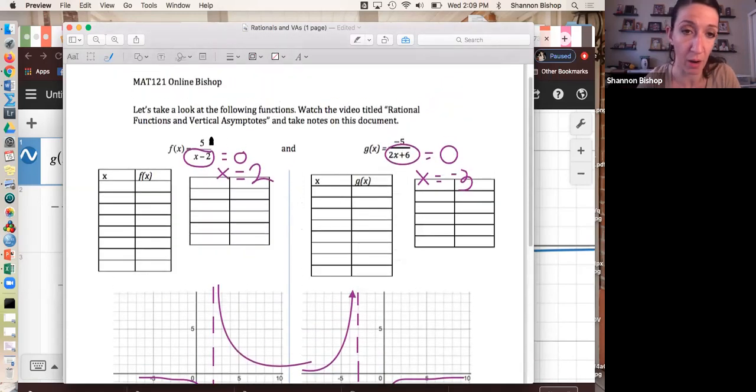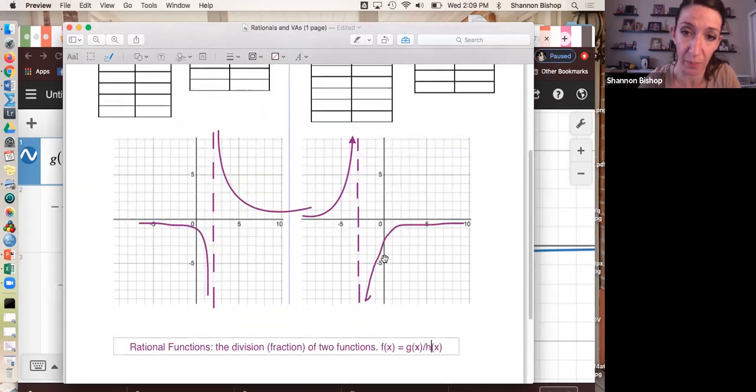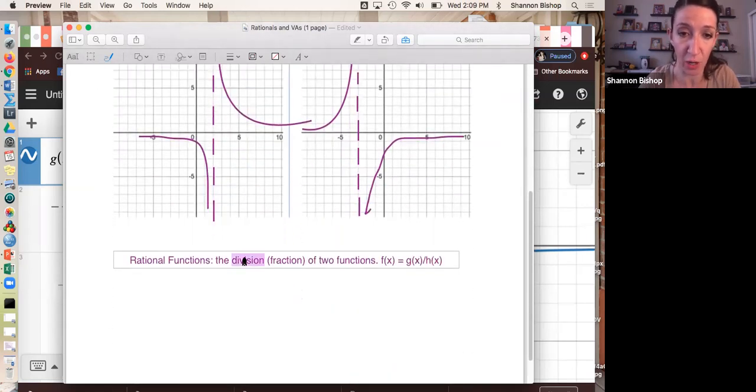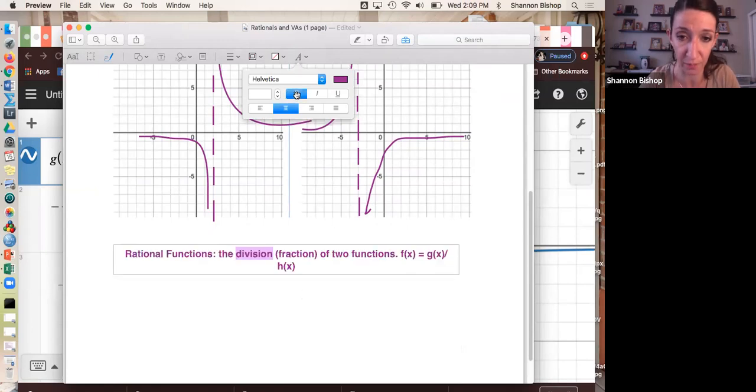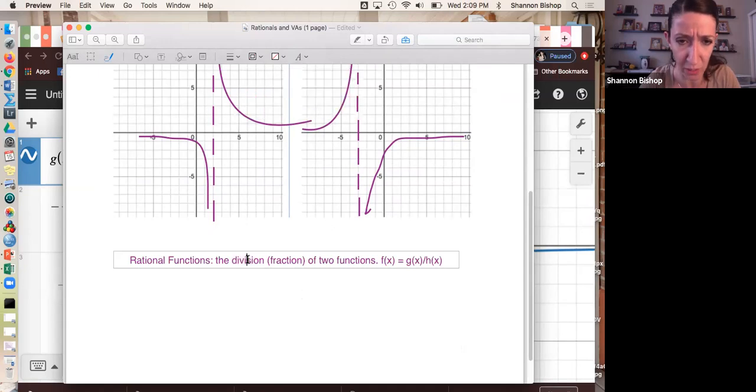Go back and look up here. I had a 5 on top and I had an x minus 2 on the bottom. Over here I had a negative 5 on top and I had a 2x plus 6 on the bottom. The main thing is that you're going to know something is a rational function because it's going to be the division of two things. I didn't want that whole thing bold. I just wanted the word division bold, but apparently that's not possible. So you're going to know that it's rational because there's a division bar in it.